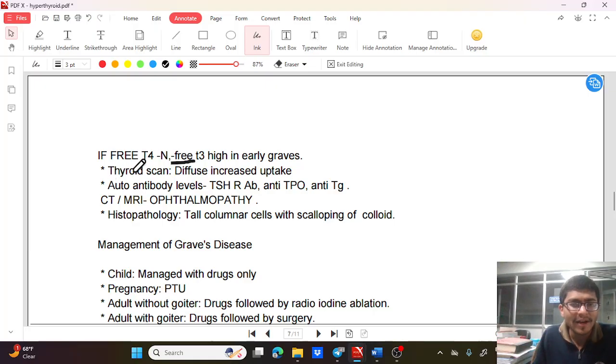Then thyroid scan, it will show diffuse increased uptake. Antibody level, that is TSH receptor antibody, which is more common, and others like the anti-TPO and the anti-TG antibody may also be raised. CT and MRI will be useful for checking ophthalmopathy, and histopathology will show tall columnar cells with scalloping of colloid.